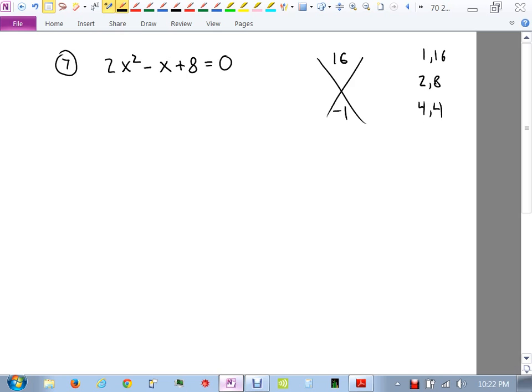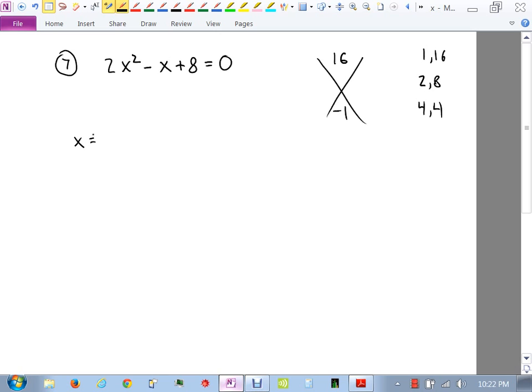Okay, on number 7, you're trying to solve 2x squared minus x plus 8 equals 0. And I think if you try this, it's not going to work. I made this problem so it wouldn't. So there's no way to get that to happen. You can check it for yourself. Well, I'll check it. 1 and 16, 2 and 8, 4 and 4. There's no way to get negative 1 out of any of that. So our only other option is quadratic formula.